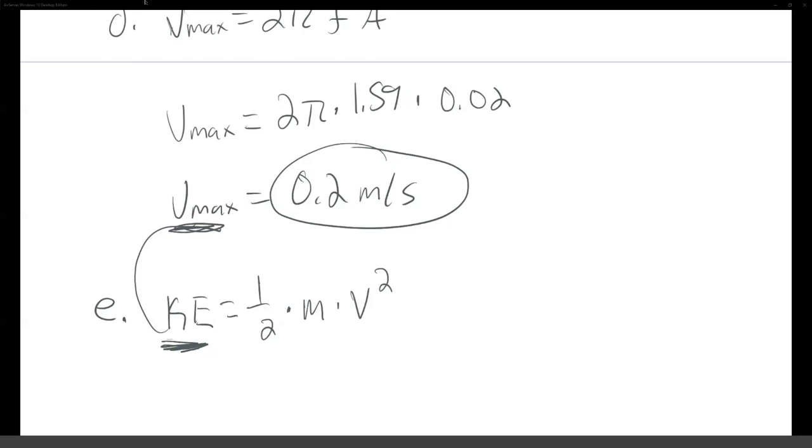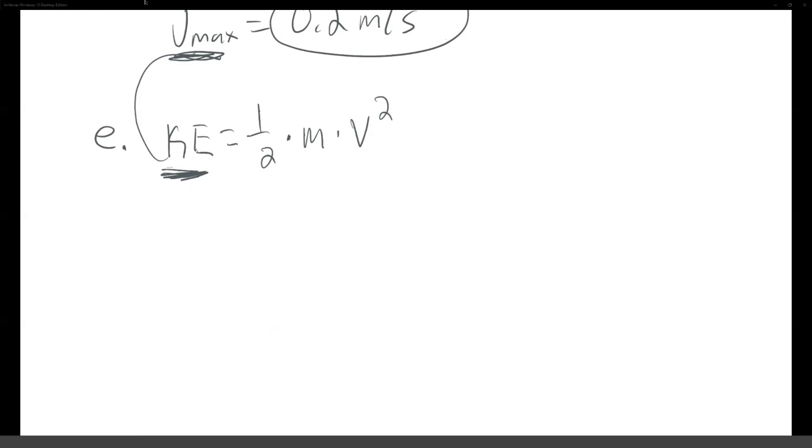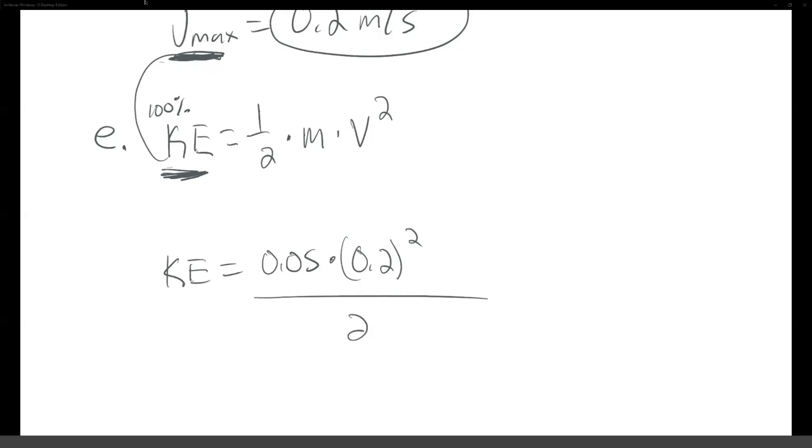So for this one, let's find the total energy. Right now, if we're at maximum velocity, we're at 100% KE, so that's equal to our total energy. So KE equals, I like to write it this way because it's easier for me, 0.05 times 0.2 squared over 2. You see how I did that? I just took the 2 and put it under, because multiplying by 1/2 is the same thing as dividing it all by 2.